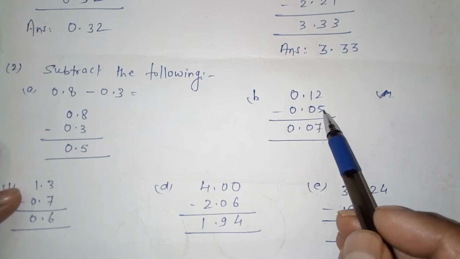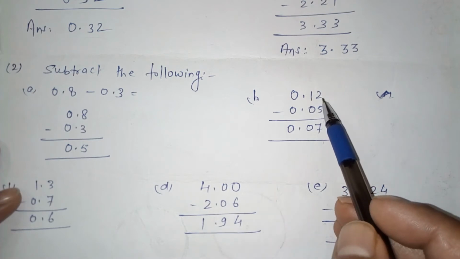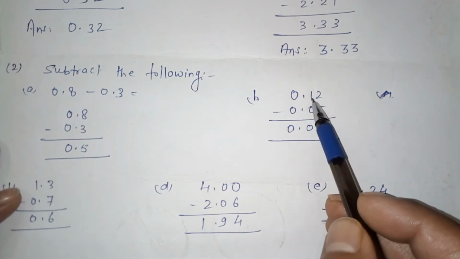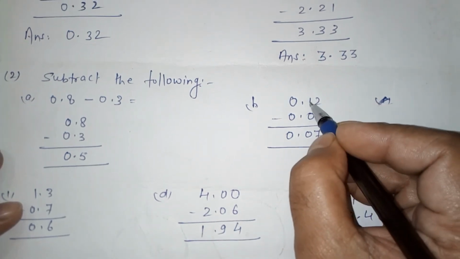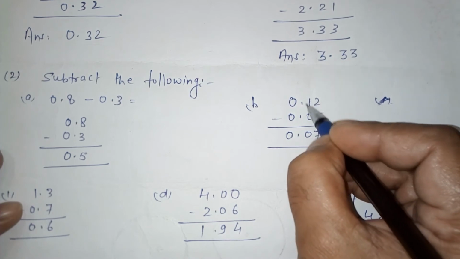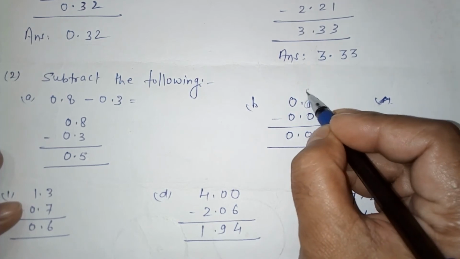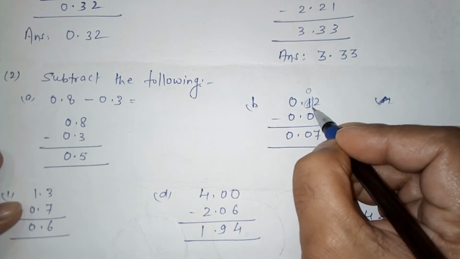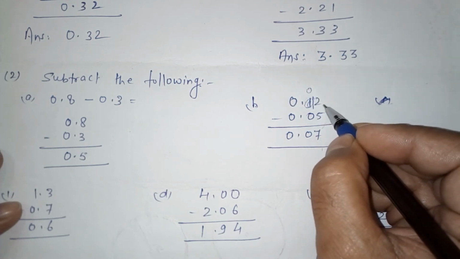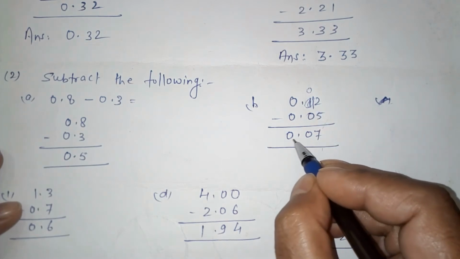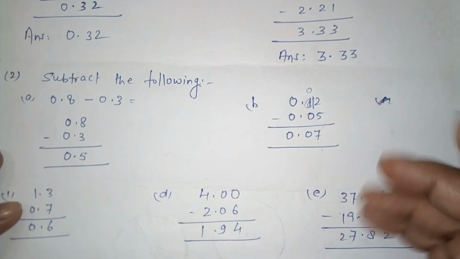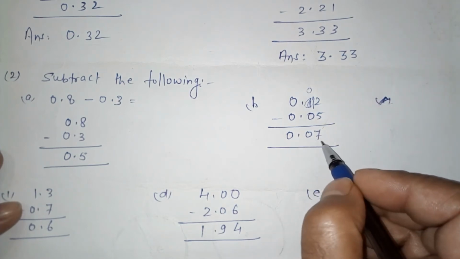After subtraction, the meaning is 5 we cannot subtract from 2. So what will you do? We take one number borrow from 1. So when we take one number borrow from 1, then 1 is converted to 0, and 2 is converted to 12. 12 minus 5 is 7, and 0 minus 0 is 0. Answer is 0.07. Okay. 0.07 is the required answer.